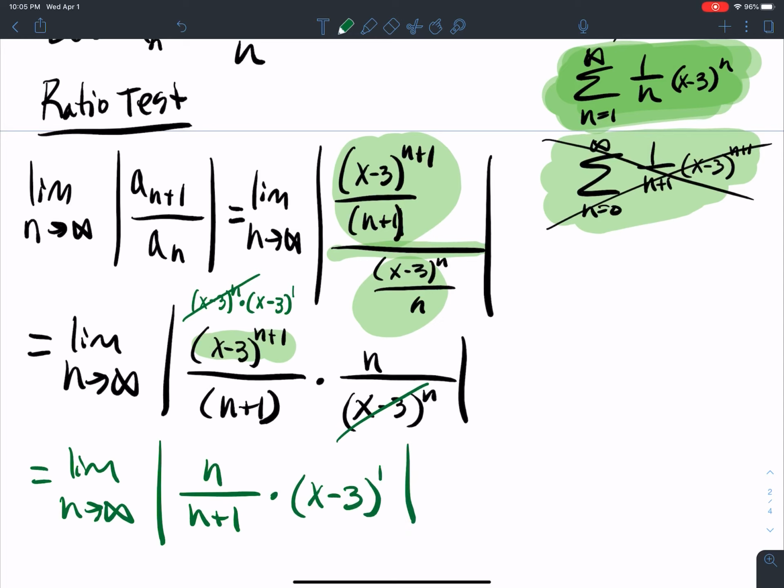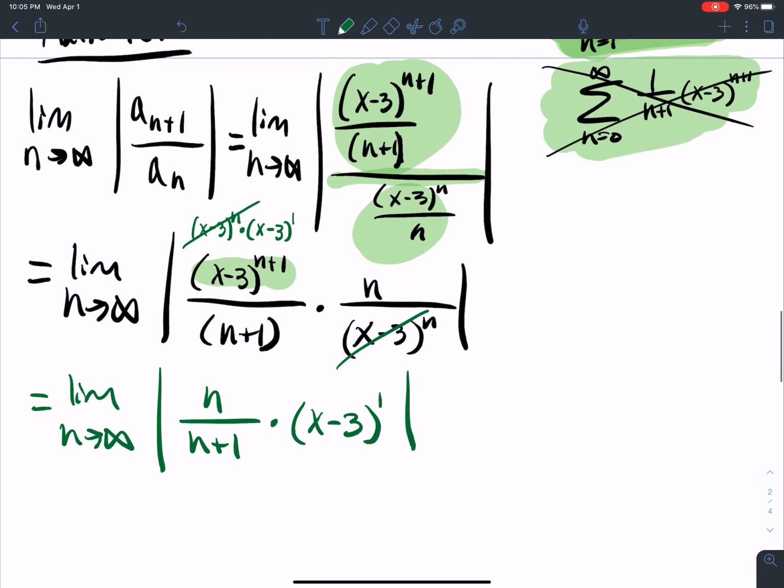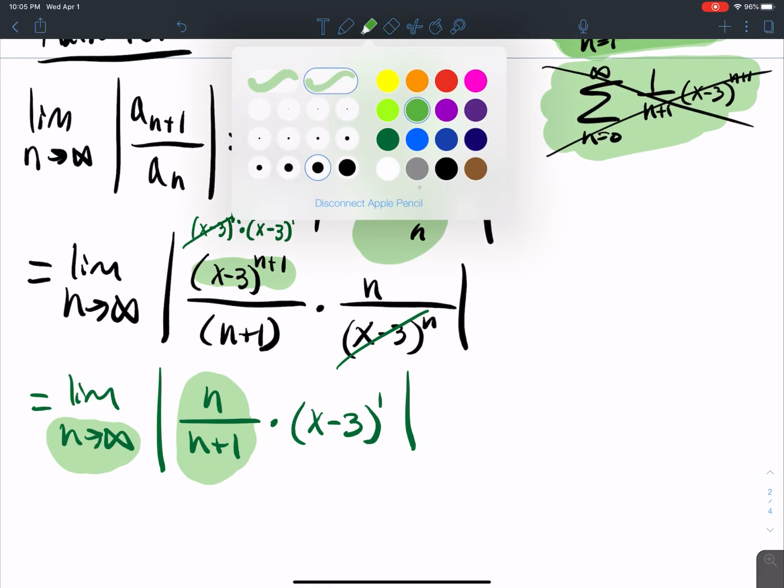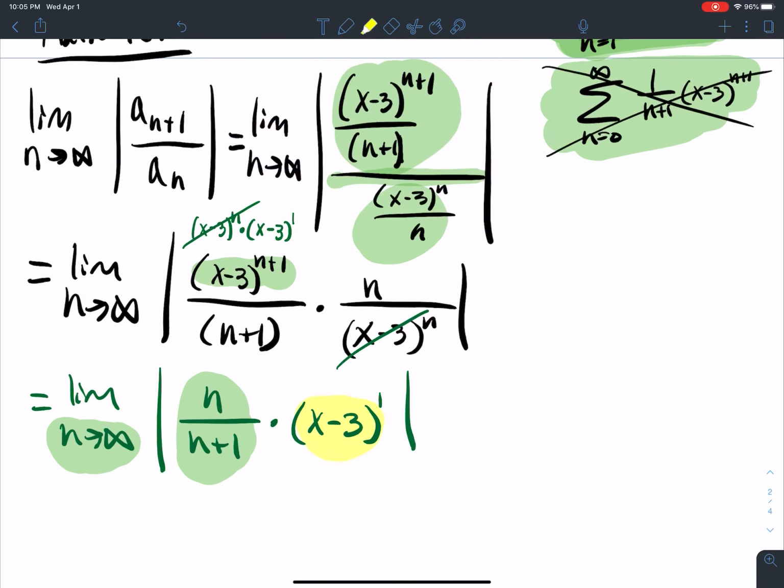Now, what do I know here? Well, my limit is as n goes to infinity, so all I care about here is the n going to infinity. This x minus 3 has nothing to do with n, so I can treat it like a constant and pull it out front. So the absolute value of x minus 3 comes out front, and then I still have my limit as n goes to infinity of n over n plus 1.